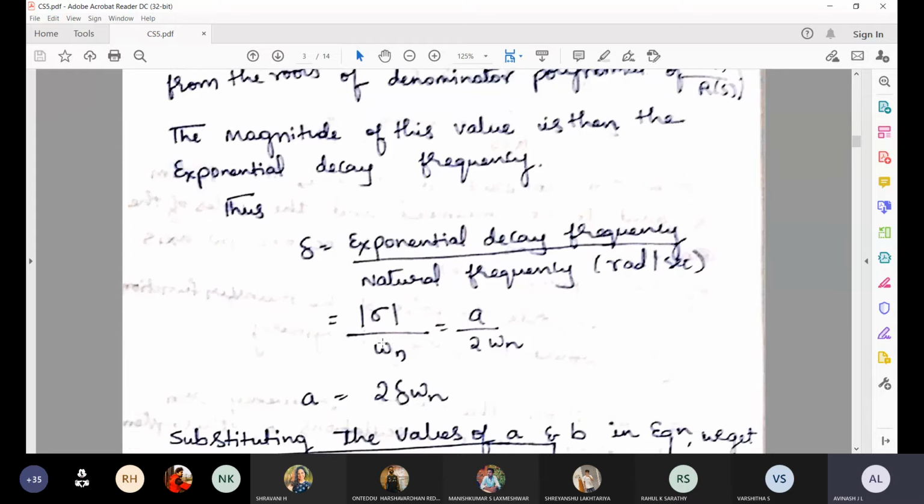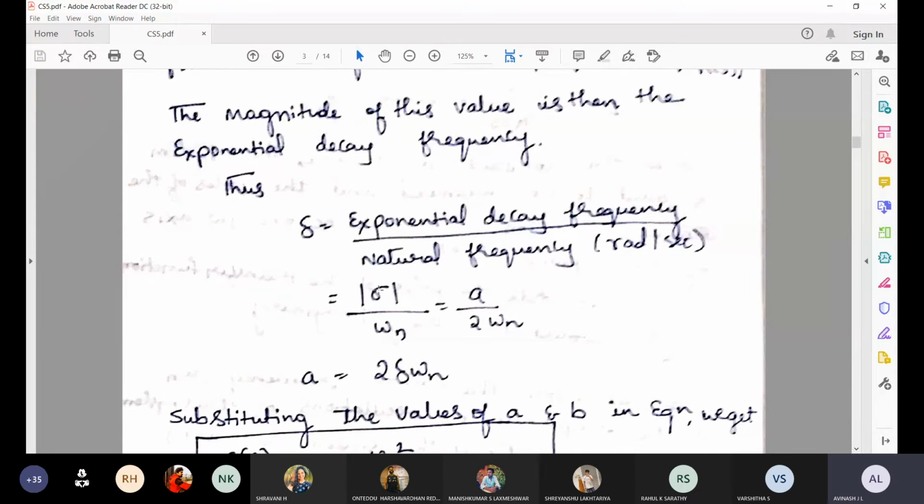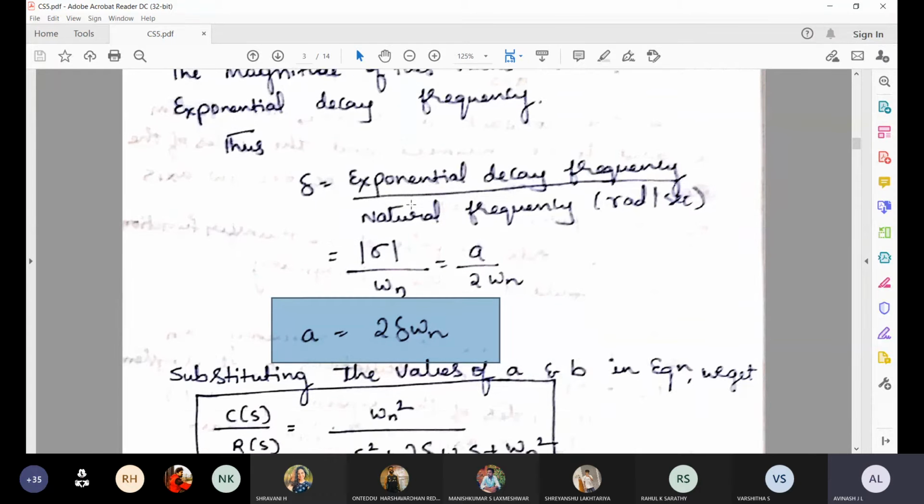So the delta value we get as this. Frequency cannot be negative, so we put the modulus. Sigma under the modulus will be equal to a by 2. So finally a will be equal to 2 delta omega n. Have you all taken up to this particular point?